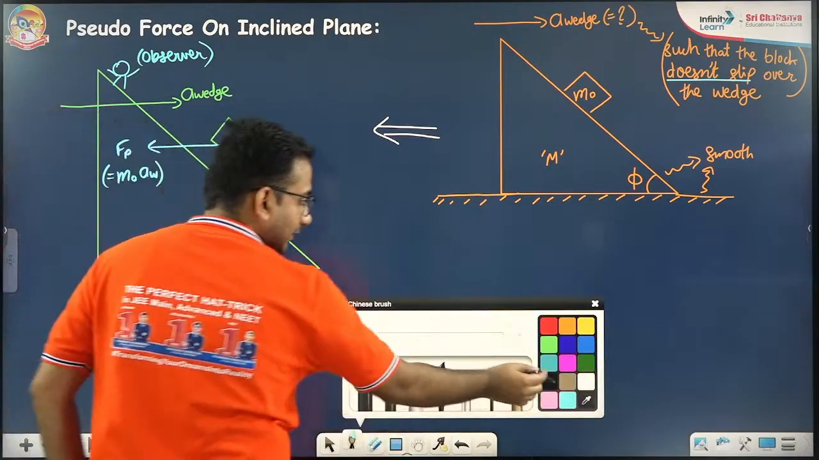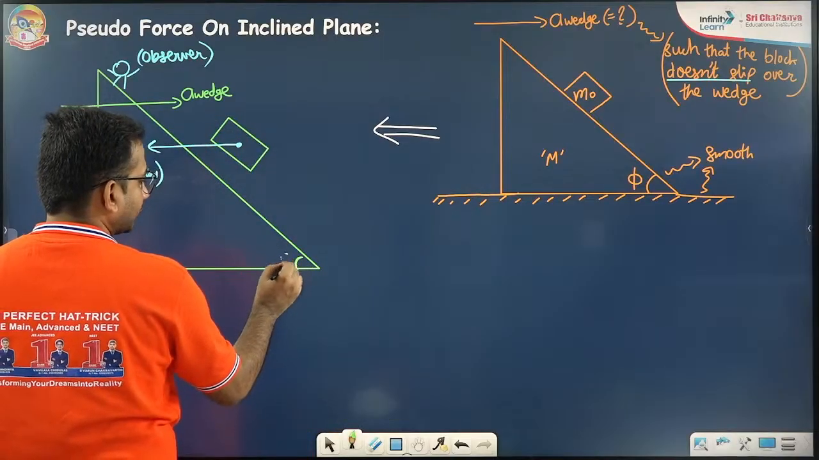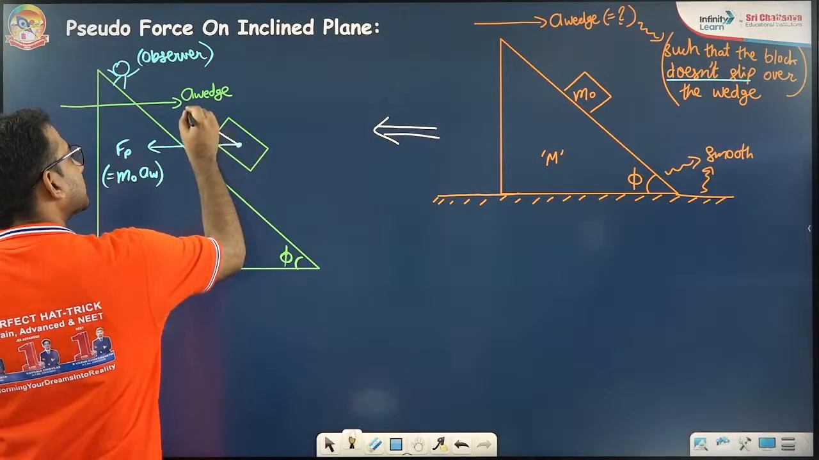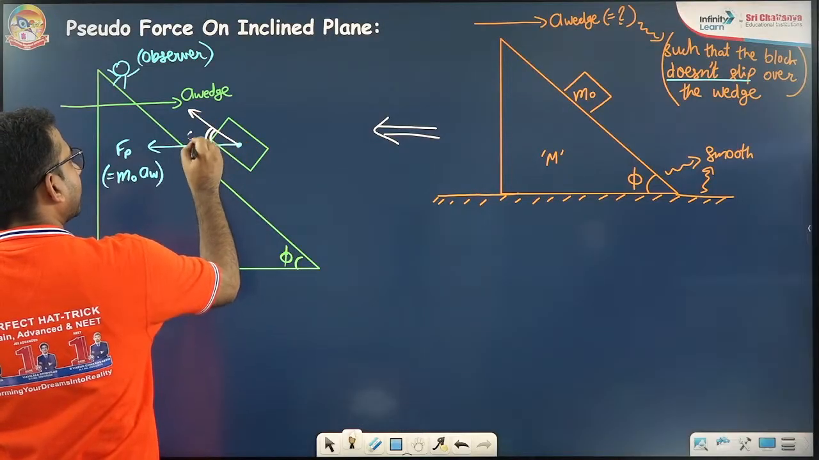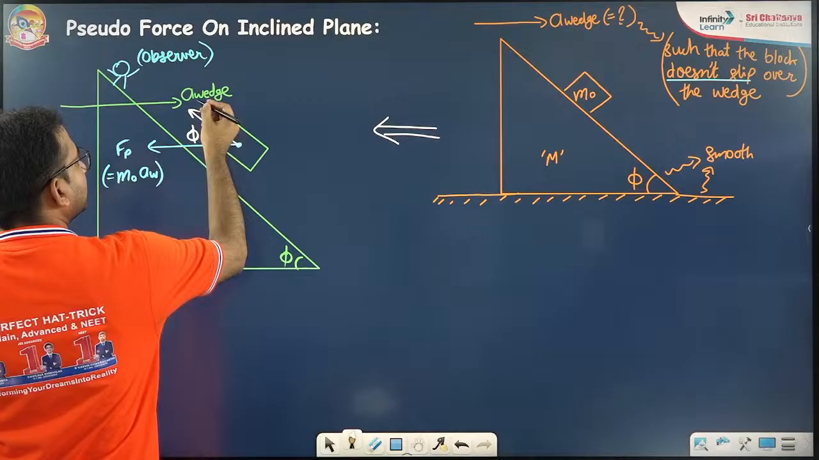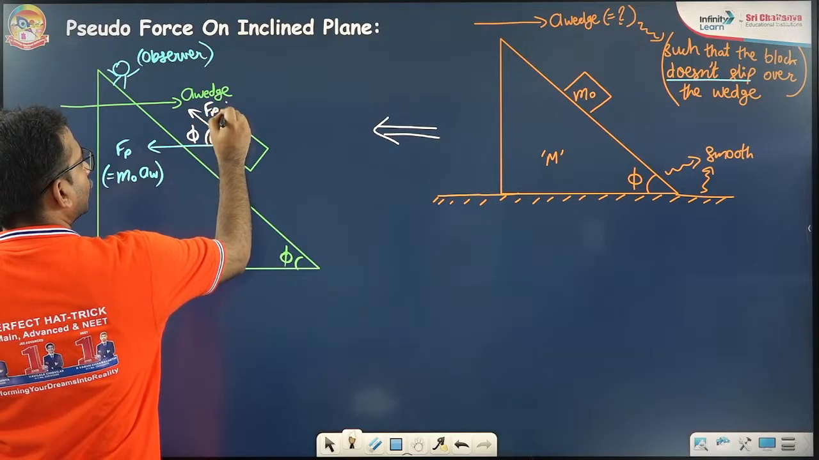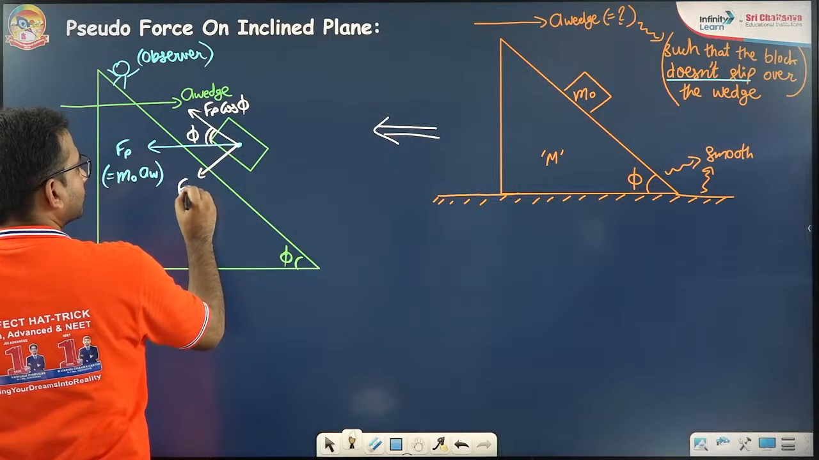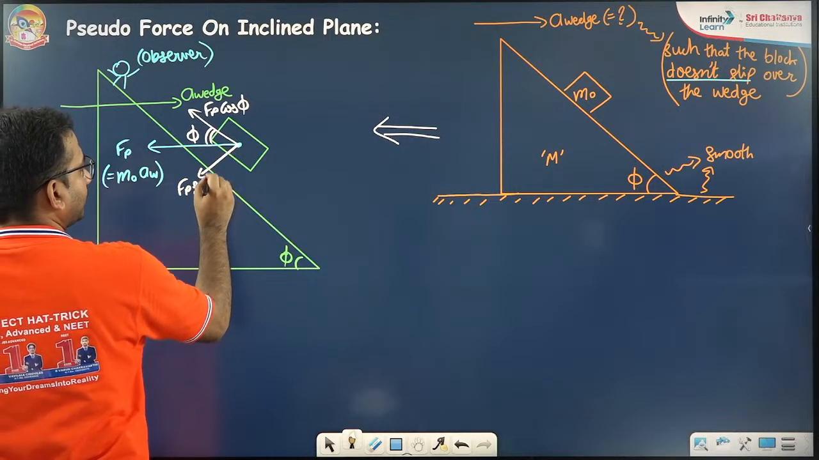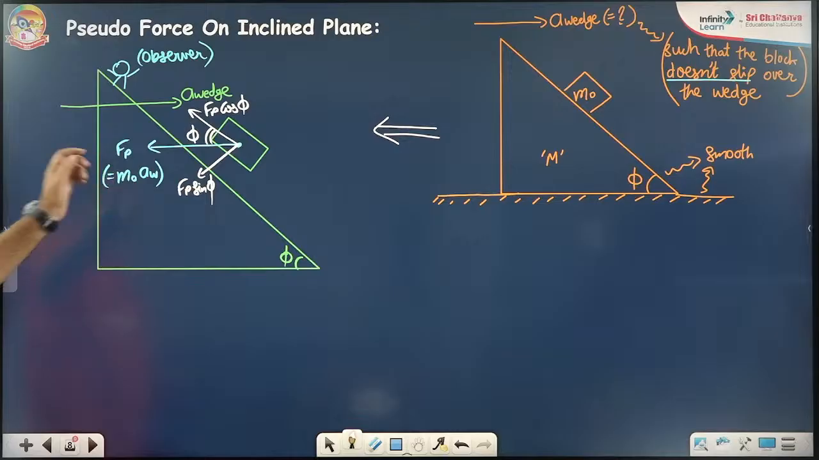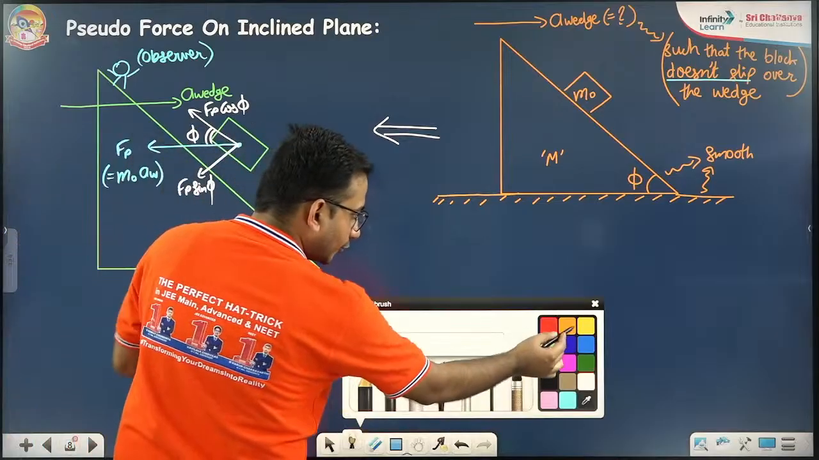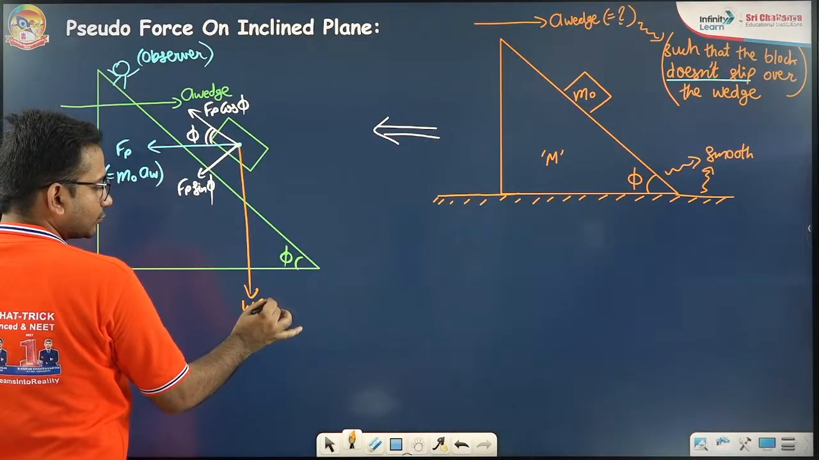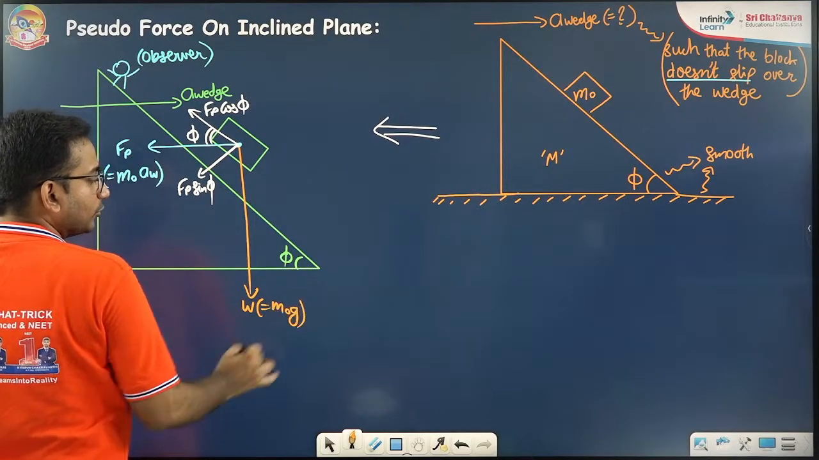All right. This angle is phi over here. Let me resolve this. So this angle will be phi again. So this will be F pseudo cos phi, and this will be F pseudo sin phi. Not only that, there will definitely be this W equals m naught g.